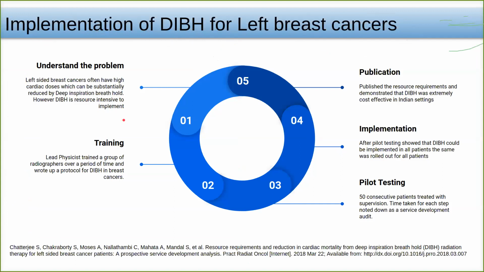This was in 2015. So the first step started when we understood that patients with left-sided breast cancer often have high cardiac doses. DIBH can reduce these doses, and therefore we decided to start doing it. We had the machine available in our center. The lead physicist started a training process whereby all radiographers were trained in DIBH on successive Saturdays. The theory as well as the practical implementation was taught. A proper quality assurance of the DIBH process was done.